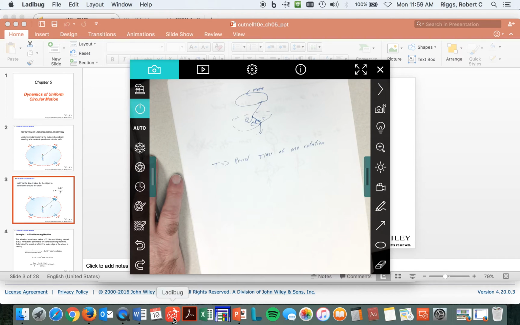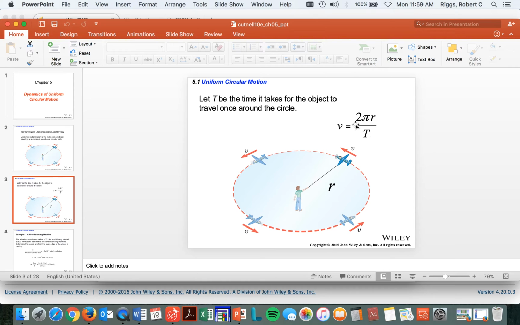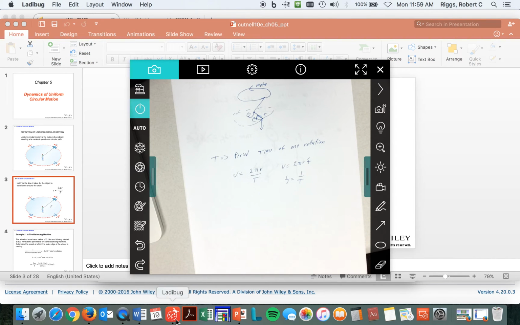Time of rotation. So V is equal to 2 pi r, that's the circumference, divided by T. And that's your rotation, so it's 1 over T. So V is equal to 2 pi r over T. We also call this V equals 2 pi r times the frequency, where frequency is equal to 1 over T.